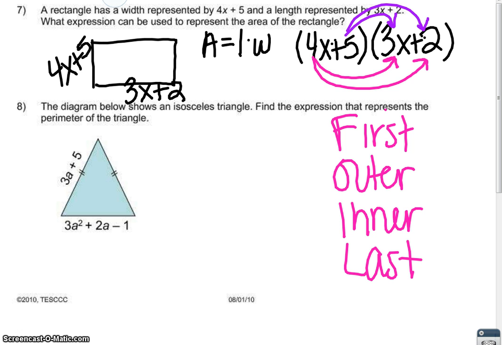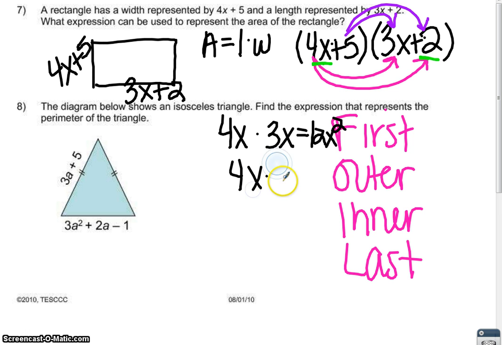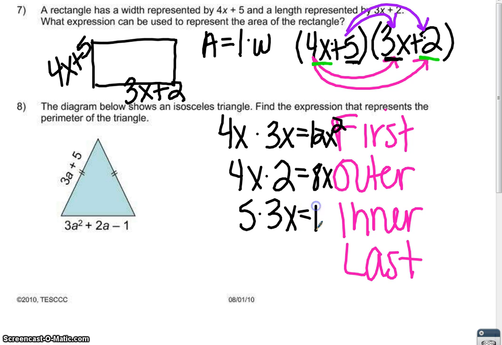So when I FOIL, I'm going to multiply. My first is my 4x times my 3x. So I end up with 12x squared. Okay, my outer are the two outermost numbers. So here I have my 4x and my 2. So I'm going to multiply 4x times 2. So I get 8x. My inner is going to be the two inner terms. So I have 5 and 3x. So that's going to give me 15x. And then my last are going to be the two last terms. I have my 5 and my 2, which gives me 10.